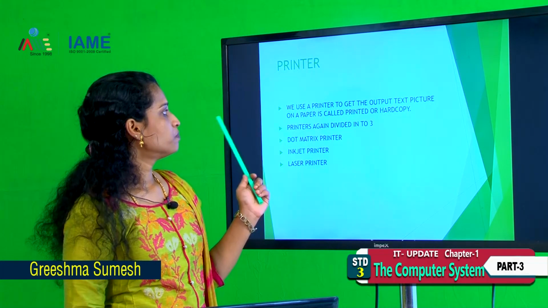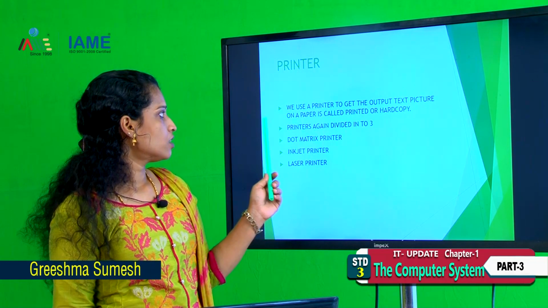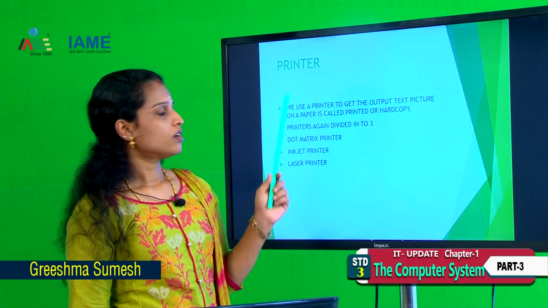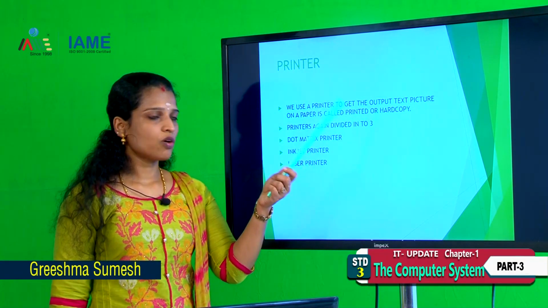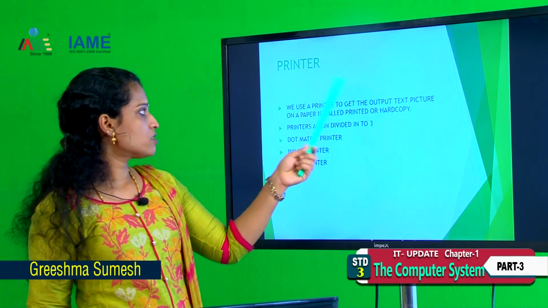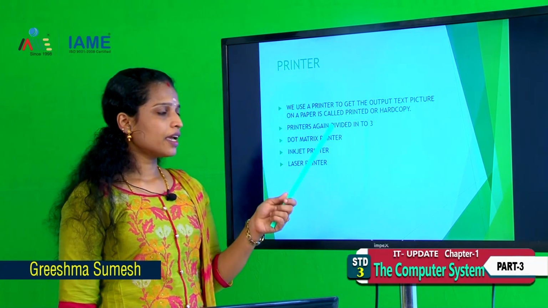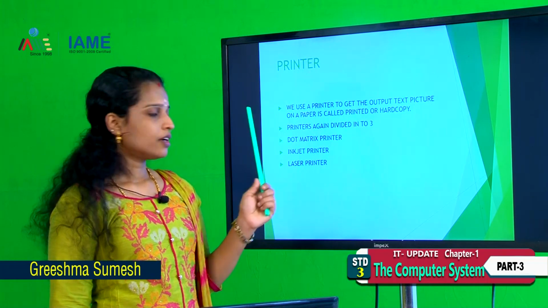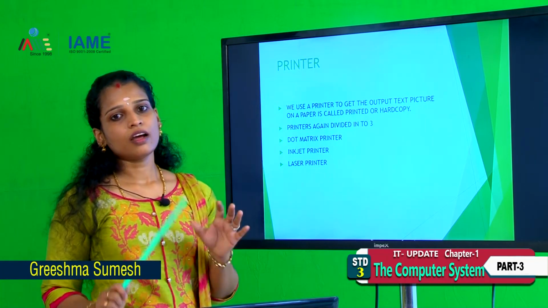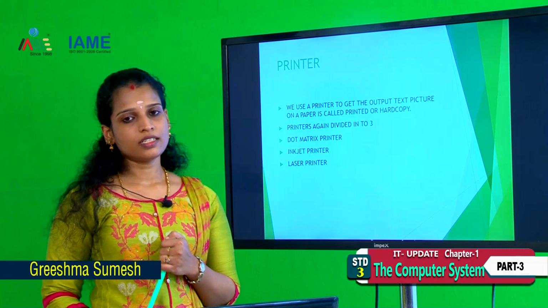Next, printer. We use a printer to get the output, text or pictures, on paper, which is called a printed copy or hard copy. Printers are divided into three types: dot matrix printer, inkjet printer, laser printer.